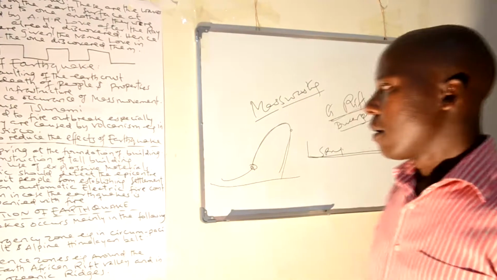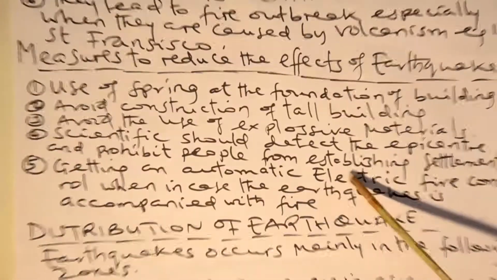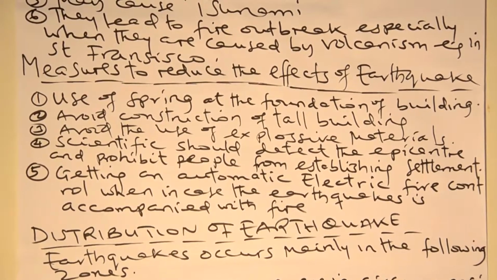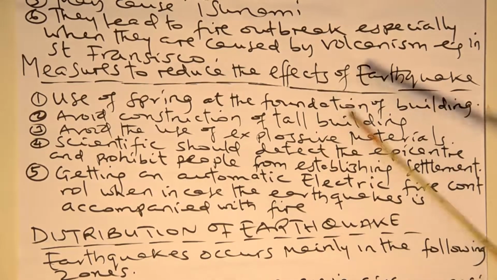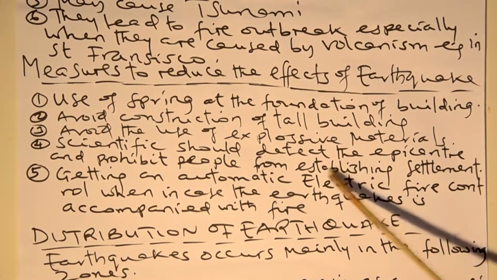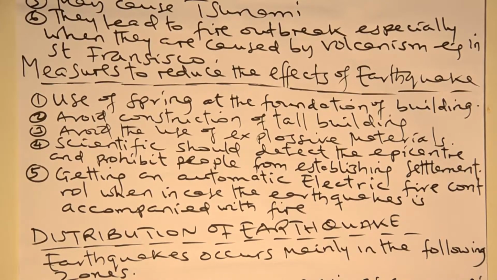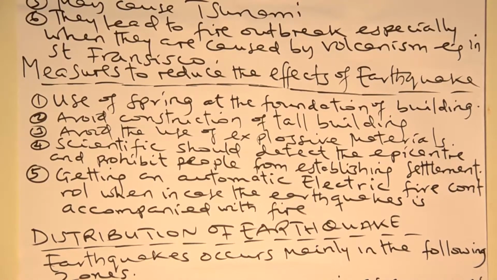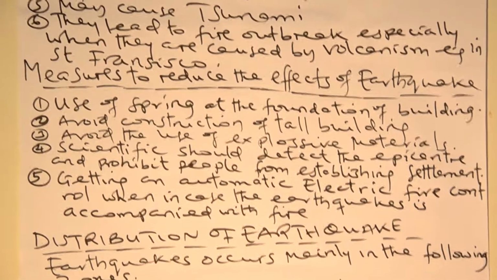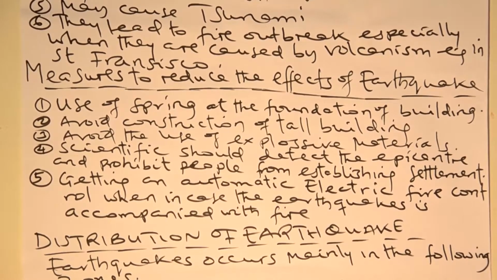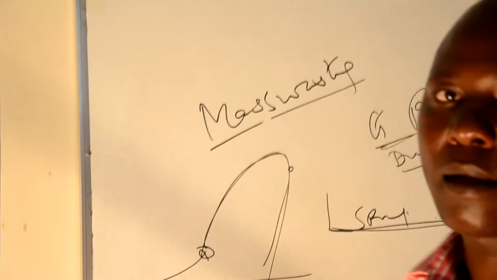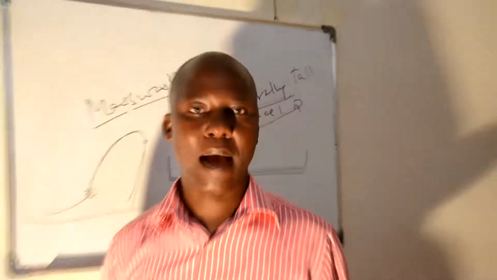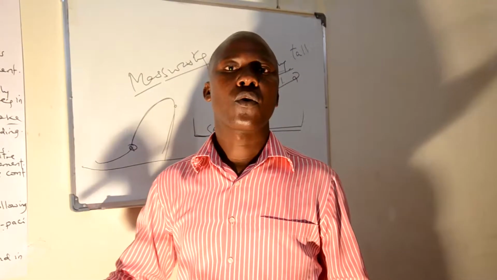Another, scientists should detect the epicenter and prohibit people from establishing settlements. Dear students, in most developing countries the scientists detect, but developing countries do not have ample time to make determinations or to investigate. That's why it just takes place. For instance, the people in some parts of Dodoma, Arusha, even in Kigoma, because of the Tanganyika Rift Valley.